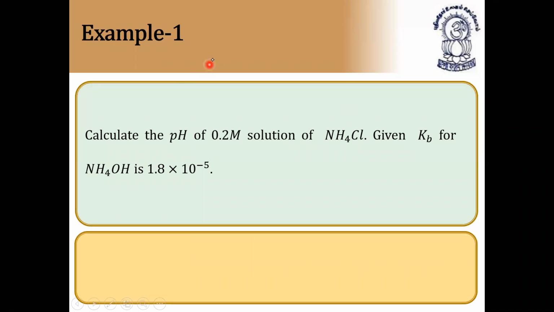Now, let us see the example. They have given one example. Calculate the pH of 0.2 molarity solution of ammonium chloride. What is the ammonium chloride salt made up of? Ammonia is a weak base and HCl is a strong acid. So it is a combination of weak base and strong acid, first point. And Kb for ammonium hydroxide is given as 1.8 in 10 to the power of minus 5. They have given the Kb value and they have given the concentration of salt. So how to calculate pH? Straight away use this formula.